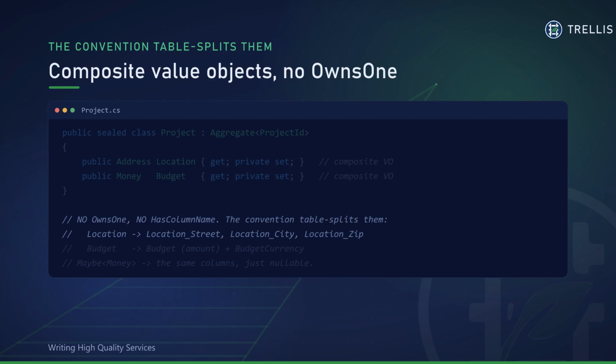Location becomes Location_Street, Location_City, Location_Zip. Budget becomes a Budget column plus a BudgetCurrency column. And if it's optional, a Maybe of Money, you get the same columns, just nullable. No OwnsOne, no handwritten column names, nothing to get wrong.